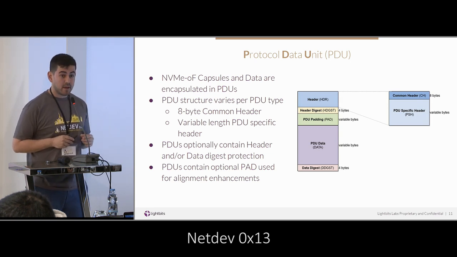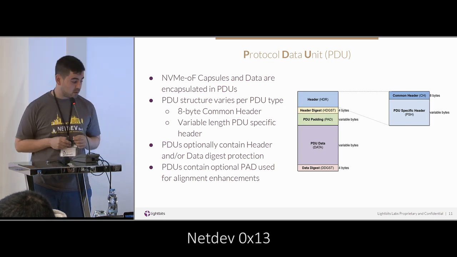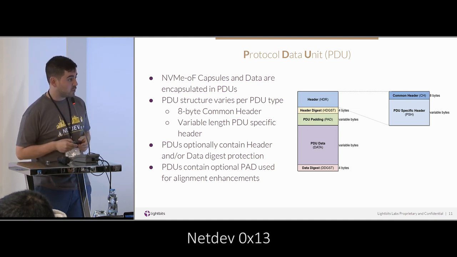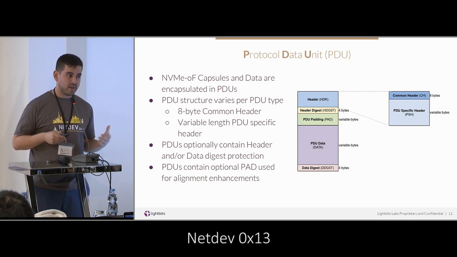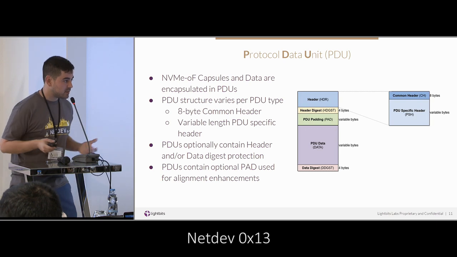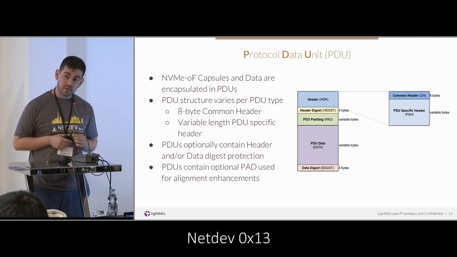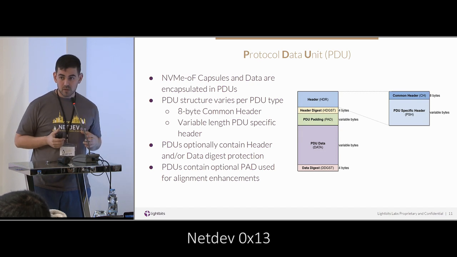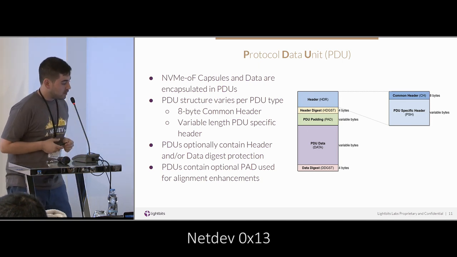The header has a header digest, if you want to use digest over the network; NVMe over TCP supports it. We have the PDU padding, in case you're working with some hardware acceleration. We wanted to make the spec work also with hardware acceleration, in case they need alignment of, I don't know, like 64 bytes or something. After the padding, we have the data itself. And after the data, we have the data digest, if you want to enable it. Data digest and header digest work together. You can't enable only one of them. You need to work with both or none.